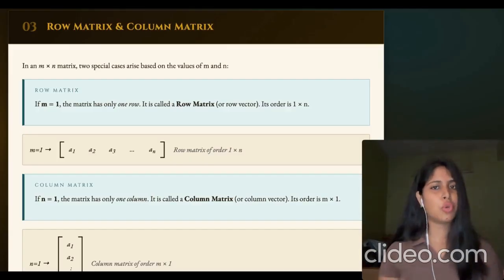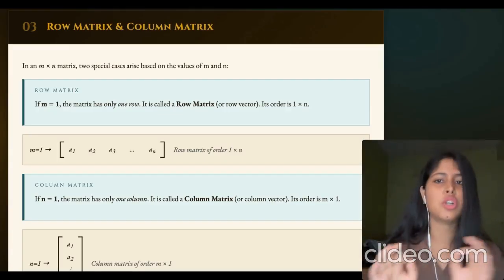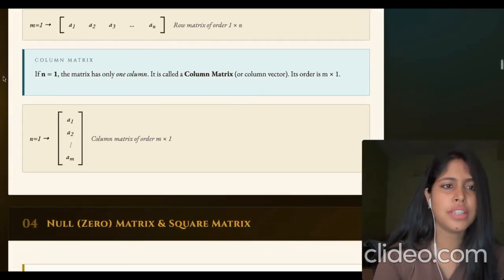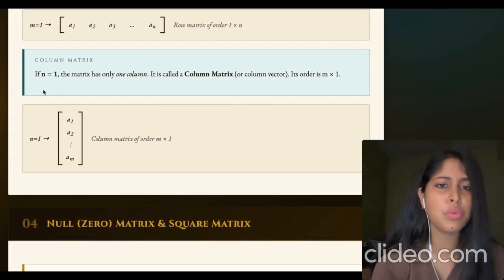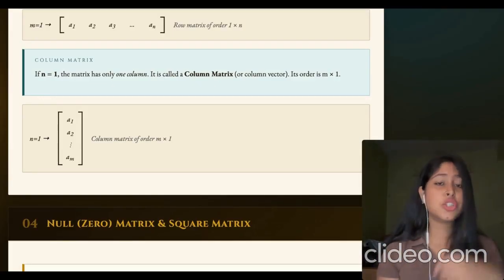We call this a row matrix, or sometimes a row vector. Its order is 1 cross n. And what if our n is equal to 1? Then what would happen? It will be like a column matrix, only one column, right? Then its order will be what?